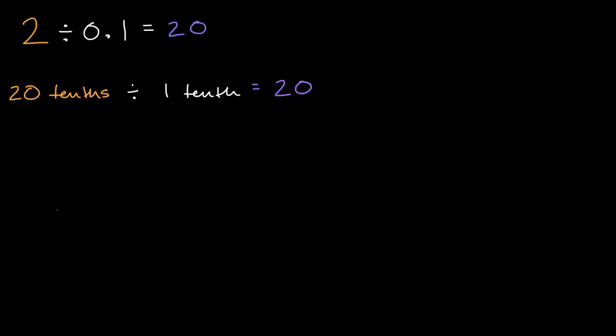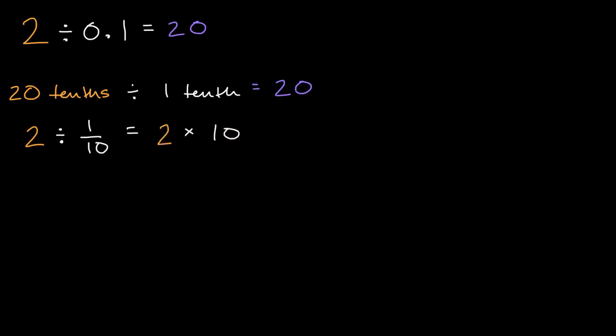Another way that you could approach that is you could rewrite the 0.1, the 1/10, as a fraction. We could rewrite this as 2 divided by 1/10. Well, we know that dividing by a tenth is the same thing as multiplying by 10. So this is going to be equal to 2 times 10. And that gets us to the same place that we had before.